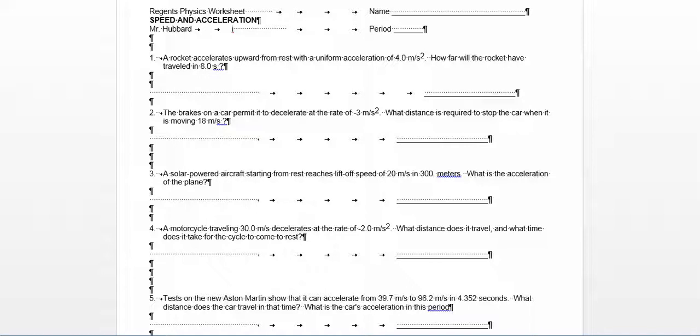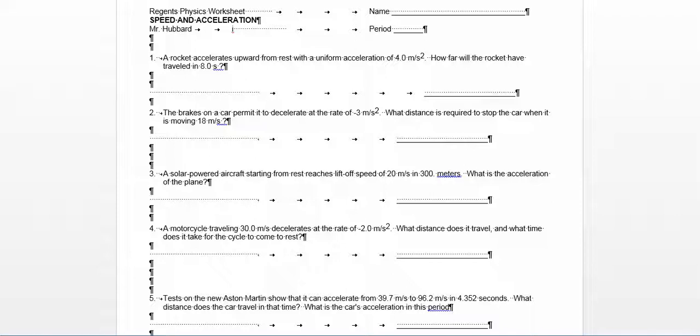there are two different ways that we're going to look at solving problems today. One way is the straight guess method, and I'm going to do that first on this first problem. I'm only going to solve the first problem, maybe the second. The rest you'll get some practice on in class. This first problem is a speed and acceleration problem. It says a rocket travels upward from rest with a uniform acceleration of 4 meters per second squared. How far will the rocket have traveled in 8 seconds?